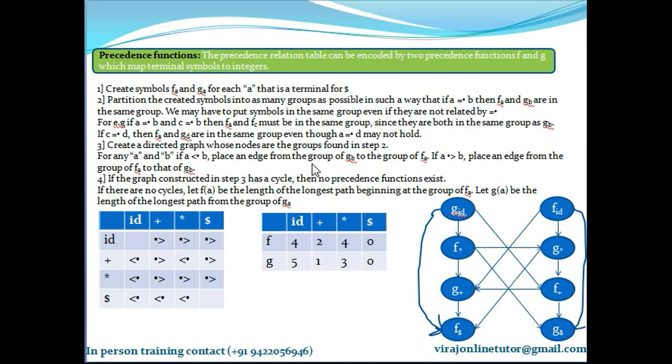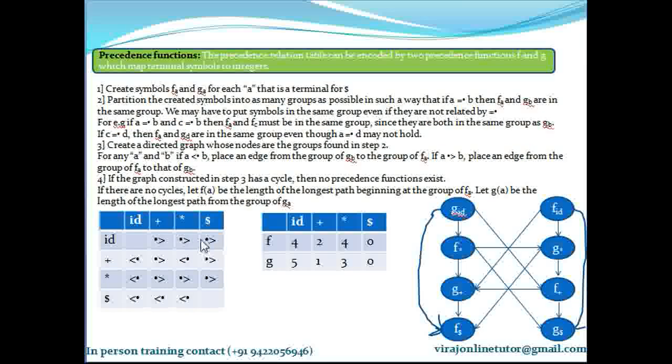So this is a table that is given to us here, which is ready-made for now, and I am supposed to construct a precedence functions graph and precedence functions table. So how to go about doing that? Please remember that I am supposed to create nodes now. For each terminal, it will have its f and it will have its g. So f and g are two precedence functions.